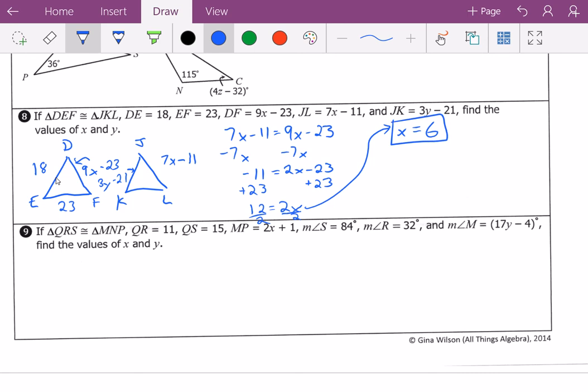For y, we got 3y minus 21. That side would match with the side that is 18. So we're going to do 3y minus 21 equals 18. Alright, to get rid of this minus 21, we add 21. And it's 3y equals 39. Divide by 3. And we end up getting that y equals 13.